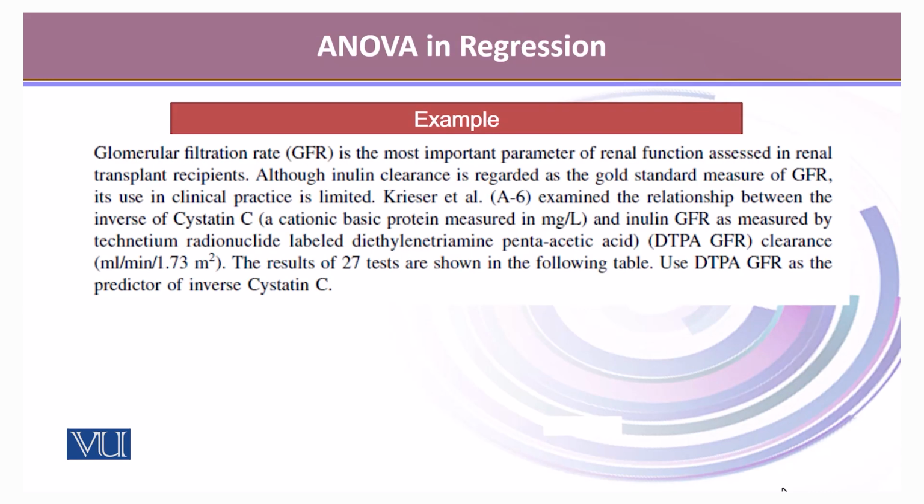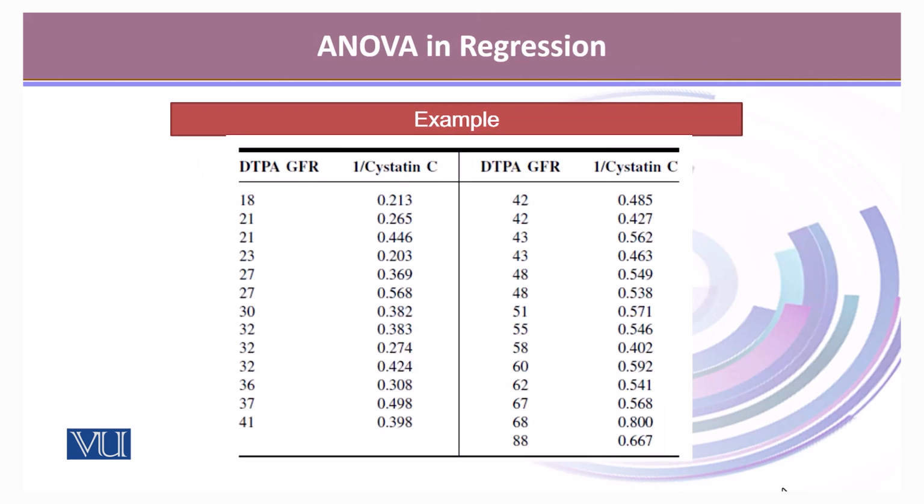Now to test this hypothesis, let's consider this example where we have GFR, which is the most important parameter of renal function assessed in renal transplant recipients. Although inulin clearance is regarded as a gold standard measure of GFR, its use in clinical practice is limited. Kreiser et al. examined the relationship between the inverse of cystatin C and inulin GFR as measured by DTPA GFR clearance. The results of 27 tests are shown in the following table. Here again, we are using DTPA GFR as the predictor and inverse cystatin C as the response variable. The data is given where DTPA GFR and inverse of cystatin C values are shown.